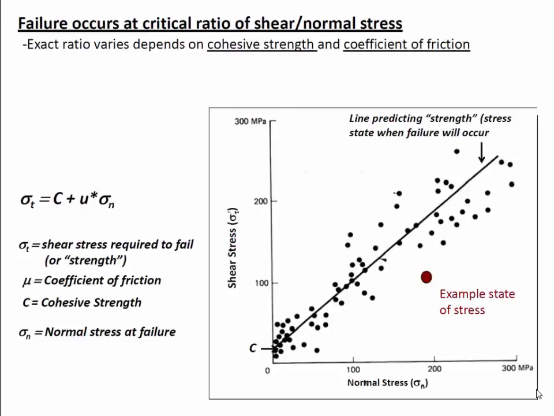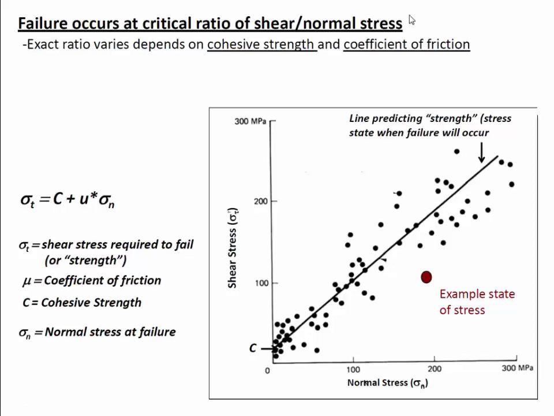So we can summarize the competing effects of shear stress and normal stress with this equation and this plot. And this equation is called the Coulomb failure equation. And what it does is it relates normal stress on the x-axis to shear stress on the y-axis. And it predicts a line at which failure will occur. So this is the equation of a line where shear stress is on the y, the intercept is cohesive strength, the slope of the line is the coefficient of friction, and then the x value is the normal stress.